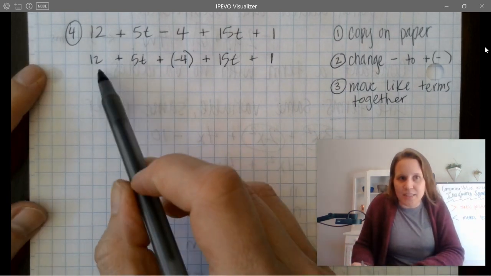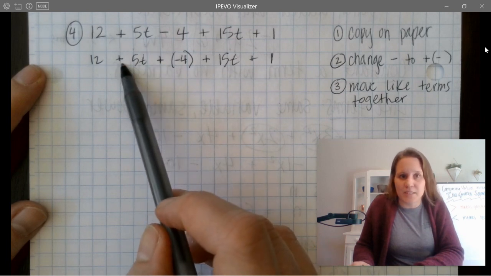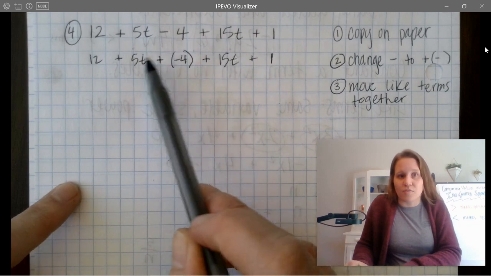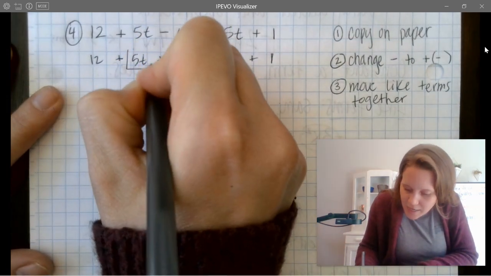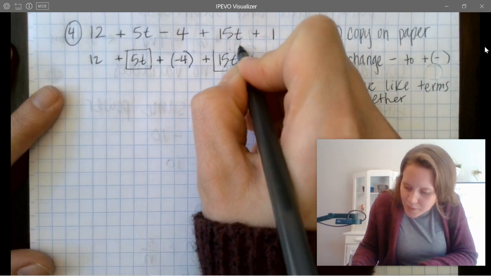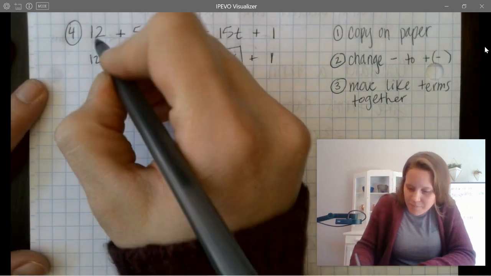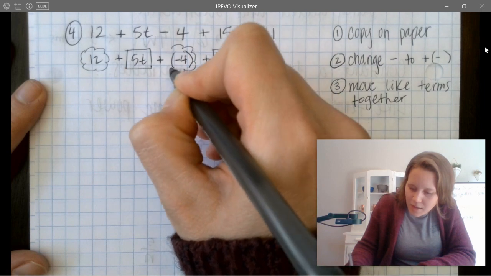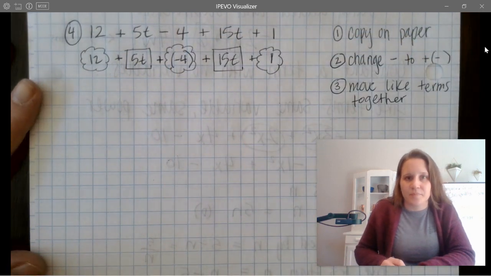But I do see that some of these are constant terms and some of them are variable terms. All of the variable terms have the same variable t. So 5t and 15t are like terms. I'm going to put a box around the variable terms, 5t and 15t. And I'm going to put more like a cloud shape around my constant terms, 12, negative 4, and 1.